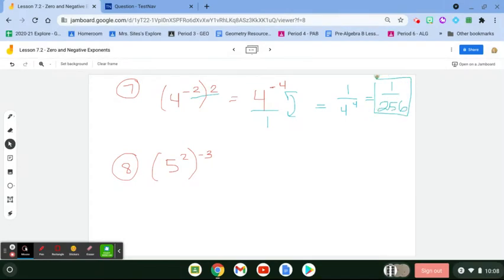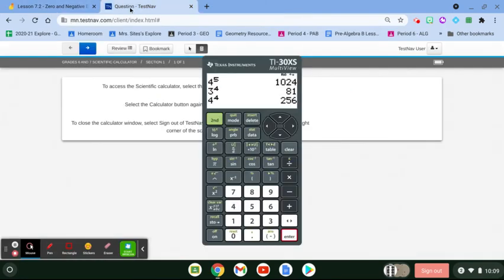Number 8 is very similar. We have a power of a power. So keep the 5, and now we're going to multiply the exponents. 2 times negative 3 is negative 6. Put it over 1 and flip it. So it becomes 1 over 5 to the 6th. And then we're going to have to simplify 5 to the 6th power. So the answer would be 1 over 15,625.